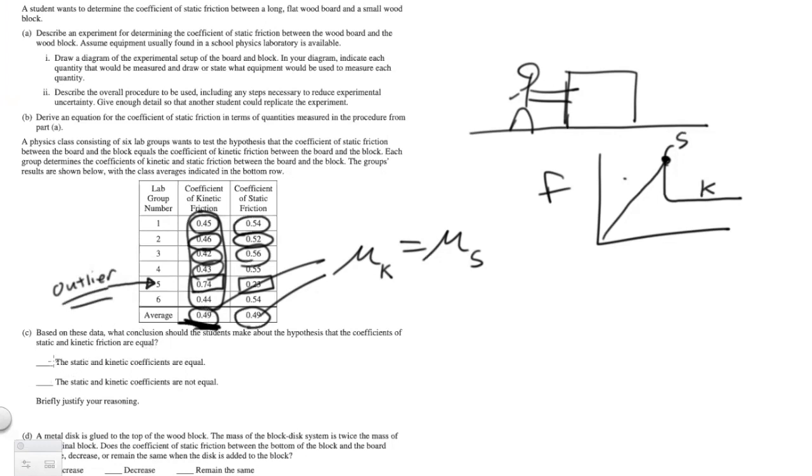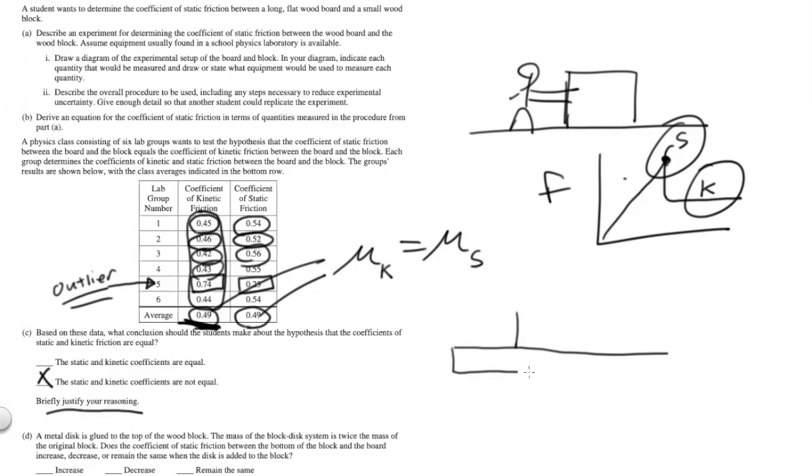So we would say the static and kinetic coefficients are not equal. In justifying your reasoning, you're going to talk about how group number 5 has an outlier. Once that outlier is removed, we will see that, yes, in fact, kinetic friction is smaller than static friction. Okay. And then D, last question, a metal disc is glued to the top of the wood block. Okay, so we have, here's the board, here's the block.